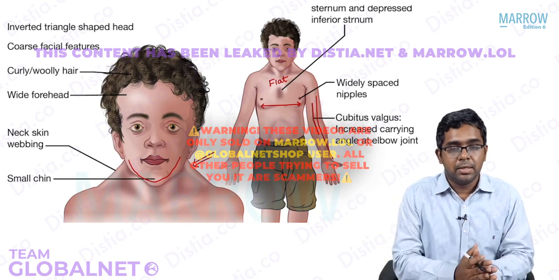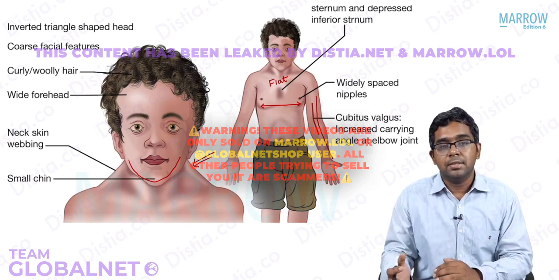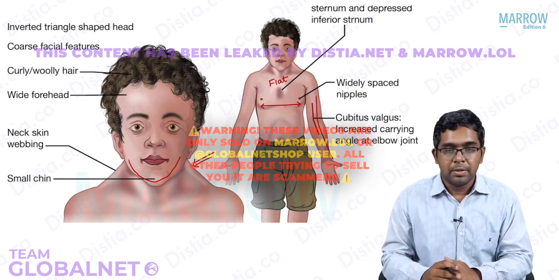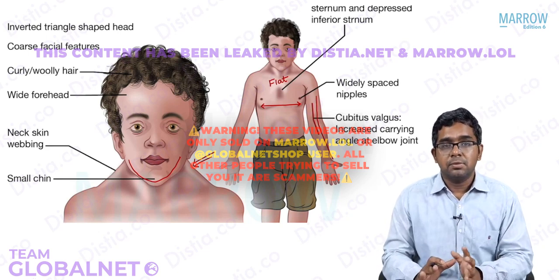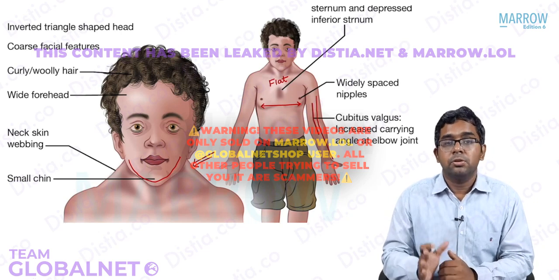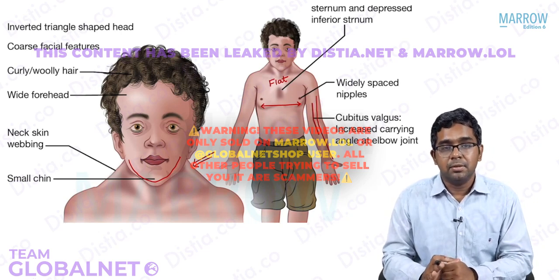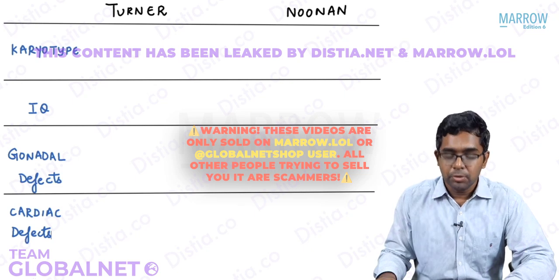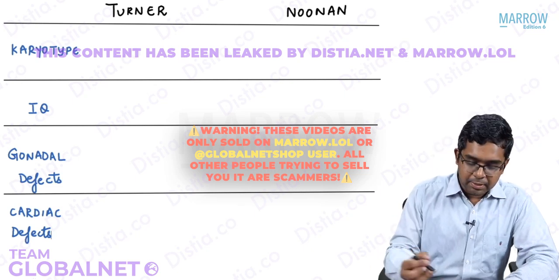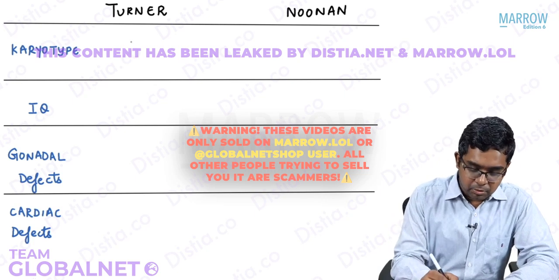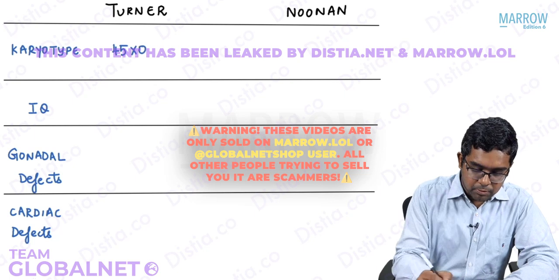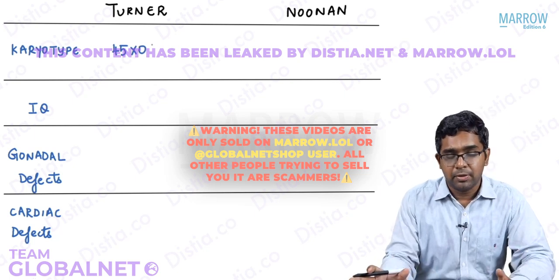So that is why I was telling that Noonan syndrome and Turner syndrome will have an external appearance which is almost similar to each other. Whenever you have two conditions which are mimicking each other, you should also know the differences between these two conditions. This table will help you to remember the differences. First is regarding the karyotype. Remember, Turner syndrome is monosomy X, so the karyotype is 45,XO, and only females are going to be affected.